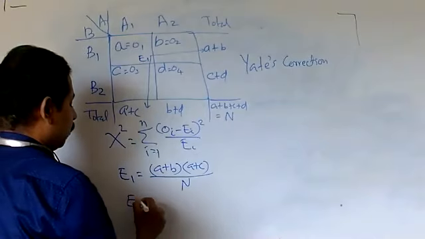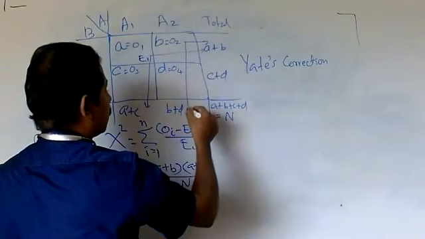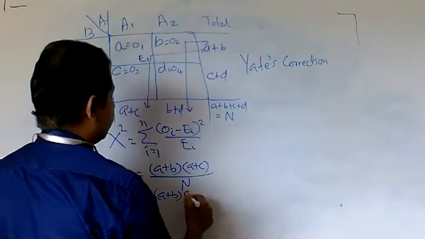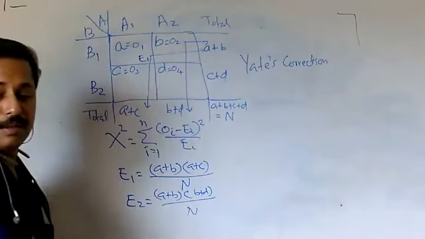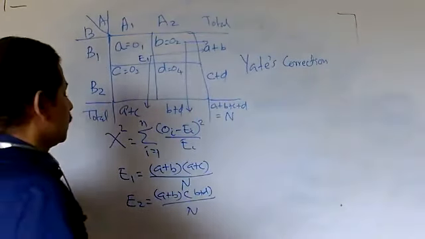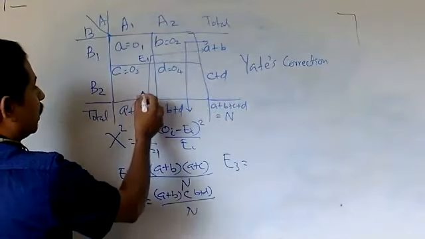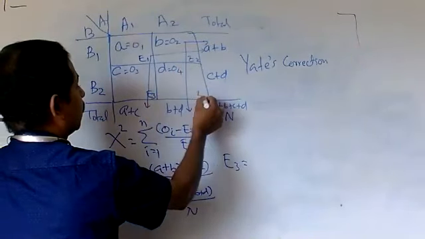E2 is found in a similar way. For E2, its row total is the same, but the column total is different. Row total is A plus B and column total is B plus C, divided by N. Similarly, what is E3? E3 means this cell. Here is E2, then E3, then E4.